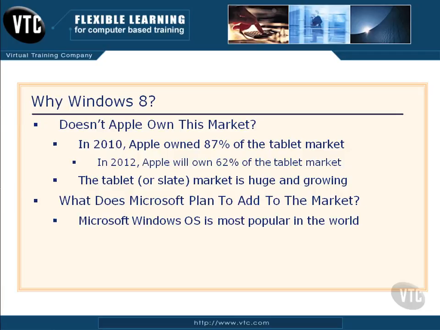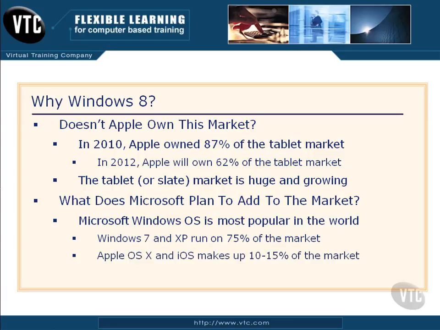The first time I looked at it, I'm like, what? Are they kidding? Now, Windows 7 and XP, look at this number, run on 75% of the PCs out there in the marketplace. That is an unbelievable number when you consider how long computers have been around now. What else has survived to that level? Apple's OS X and their iOS, iPhone, iPad operating systems make up about 10 to 15% of the market, depending on who you look at.